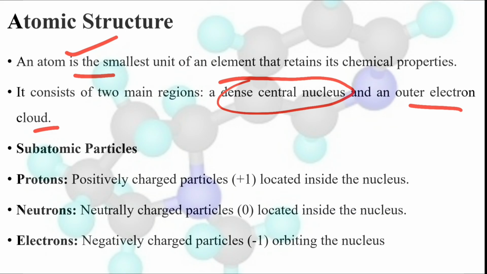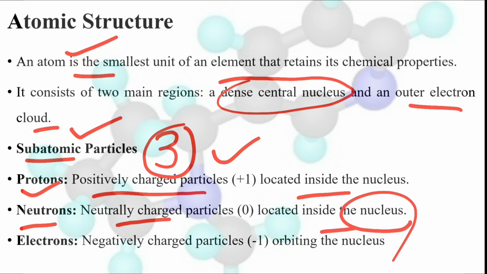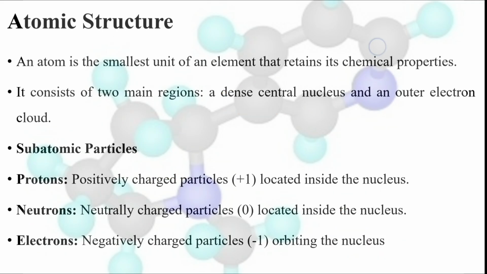Those atoms have many subatomic particles. Three subatomic particles are there in an atom: protons, which are positively charged particles located inside the nucleus; neutrons, which are neutrally charged particles located inside the nucleus. Those neutrons are neutral in nature, they do not have any positivity or negativity. Electrons, which are negatively charged, orbiting or revolving around the nucleus. Okay, so these are the three subatomic particles of an atom.